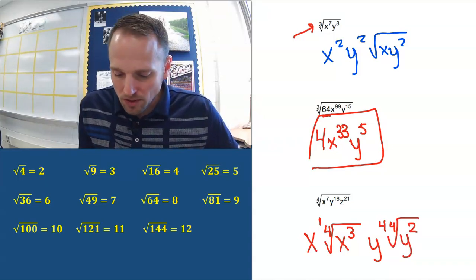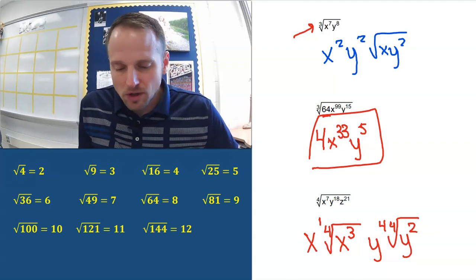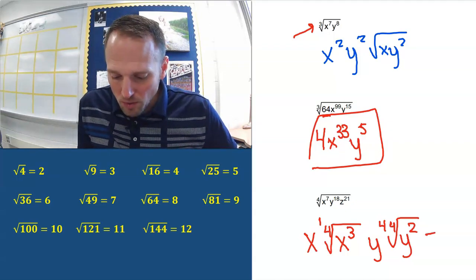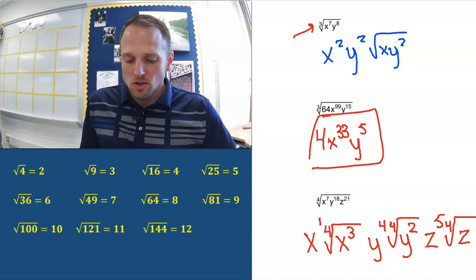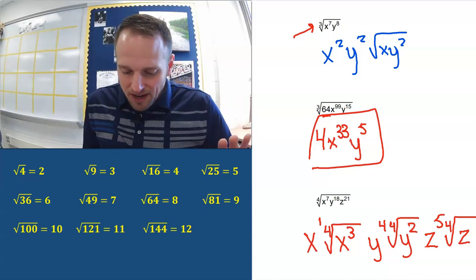How about the last one? Z to the 21st. 21 divided by 4. 21 divided by 4 is 5, remainder 1. So let's simplify this.